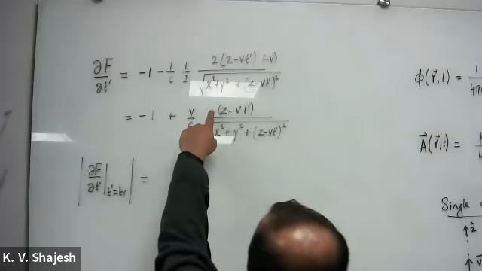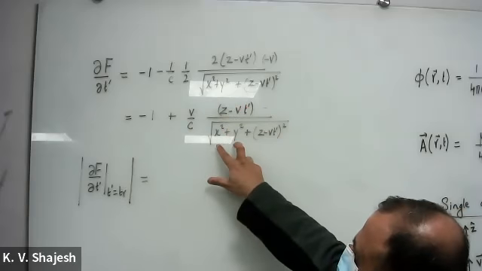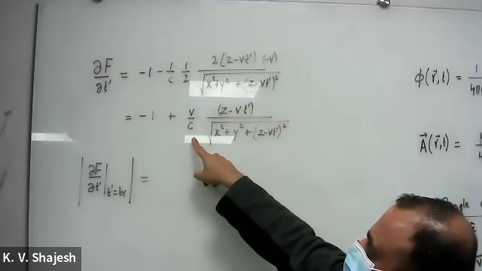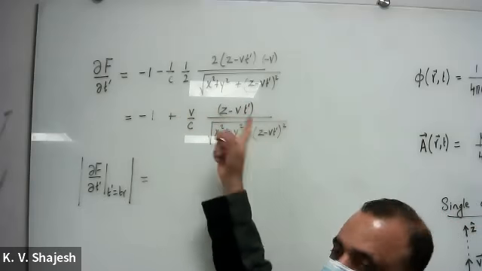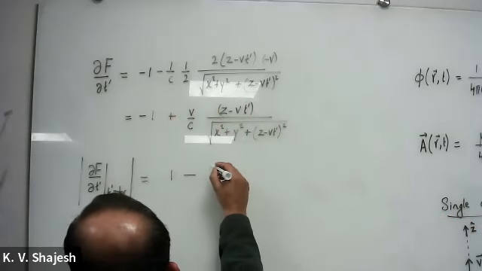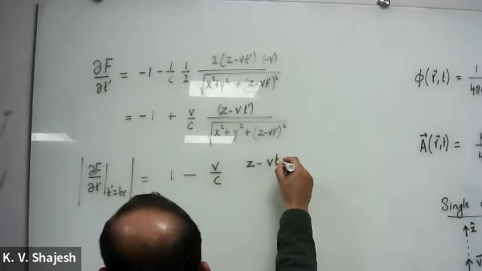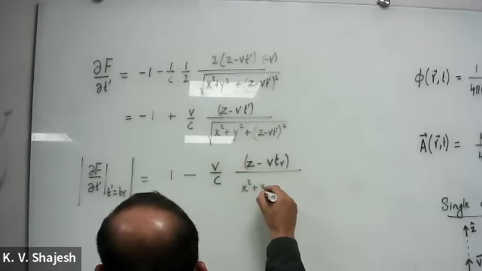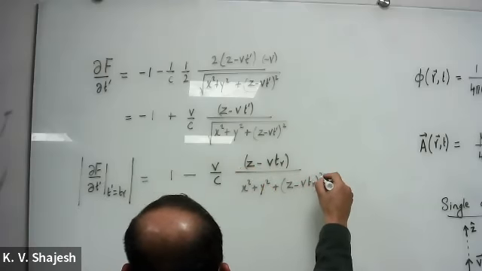But notice z minus vt is always smaller than the denominator, right? Because two positive quantities are added to this. So this will always be less than 1. This is always less than 1, so this whole quantity is less than 1. This is a minus 1, so the magnitude will be 1 minus of this. So I have to switch the sign of this. So this is 1 minus v over c times (z minus vtR) over x squared plus y squared plus (z minus vtR) squared.